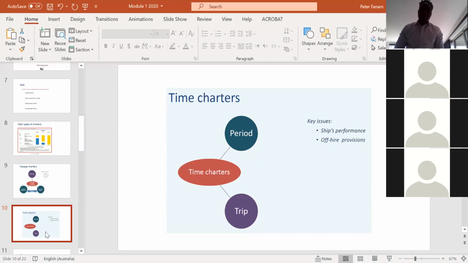And under the time charter, whether trip charter or period charter, there are key issues or elements that ship owners and the charterer need to take into consideration, especially the charterer. And this also relates to your assignment 2. So before the contract is fixed, the ship owner has to disclose certain issues regarding the vessel that he's coming into the contract with.